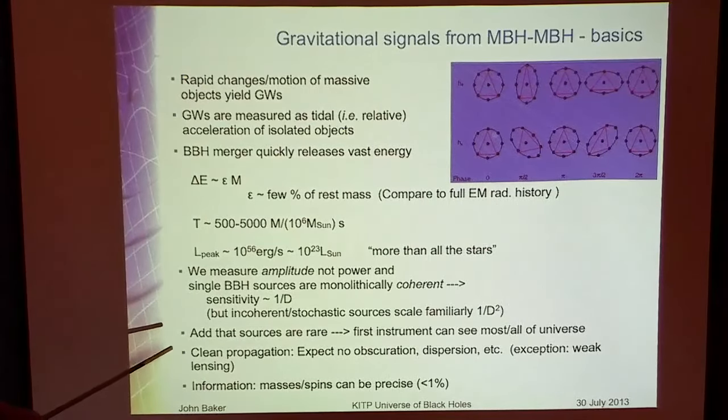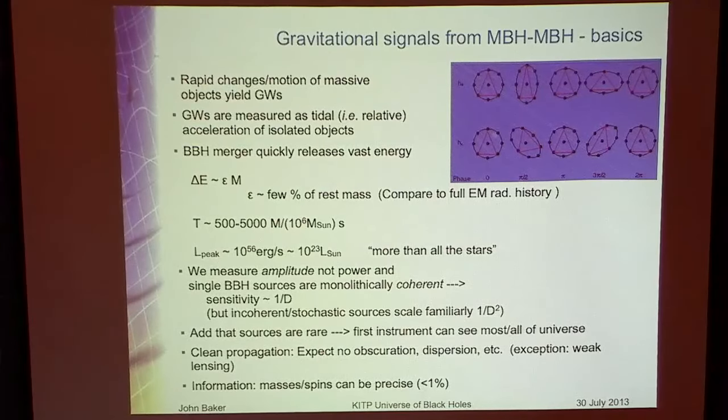But there would be other gravitational wave sources, stochastic sources, where you don't have this property. It's not coherent anymore, and so it's more familiar, like 1 over d squared. Then you add to that the sources are rare, and it's not too surprising that your entry-level instrument can see black hole mergers through the whole universe.